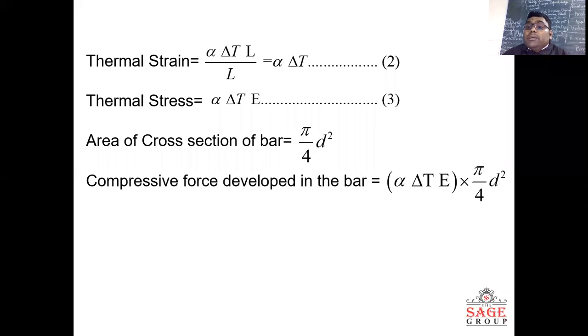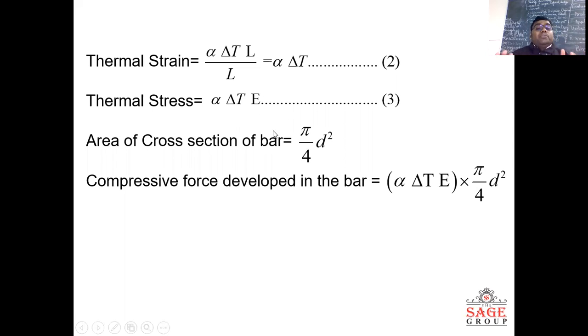Now, how to get the thermal stress? If you have the strain, you multiply by the Young modulus and you get the stress. You have the simple relation of Hooke's law: sigma, that is stress, is equal to E into e, where small e is the strain, capital E is the Young modulus, and sigma is the stress. So you will get the thermal stress with the help of this formula, alpha delta T E.